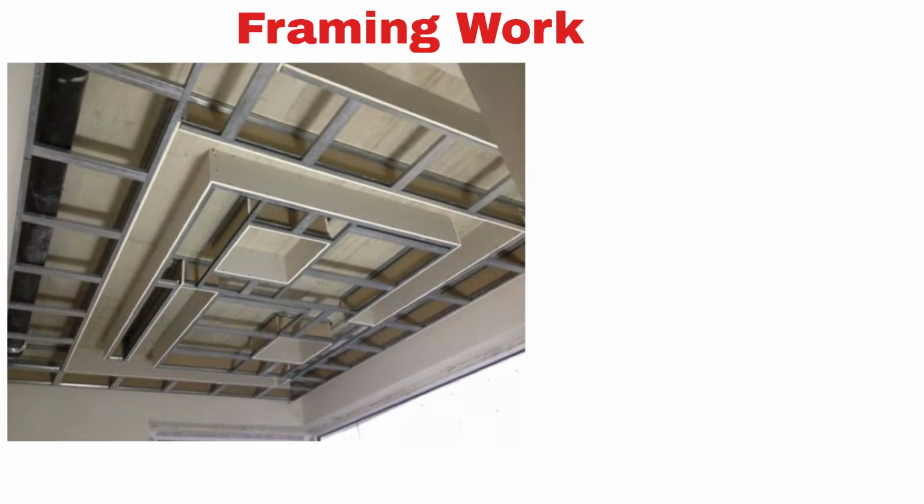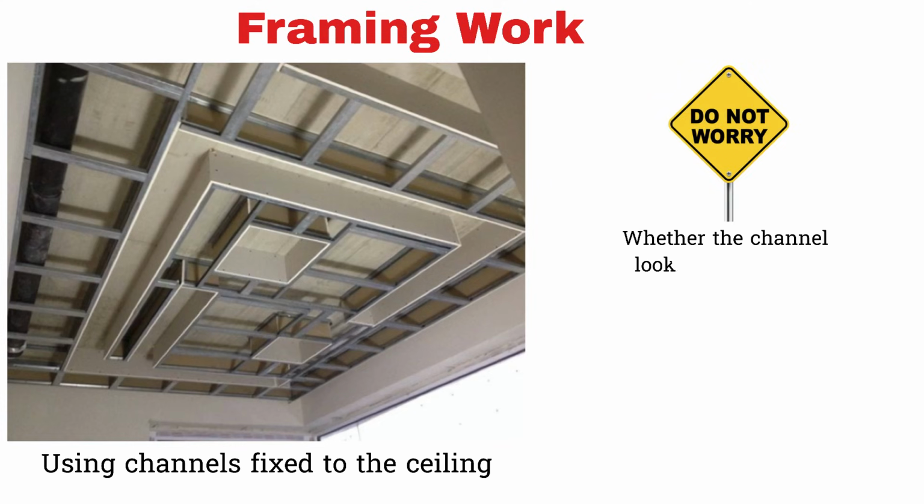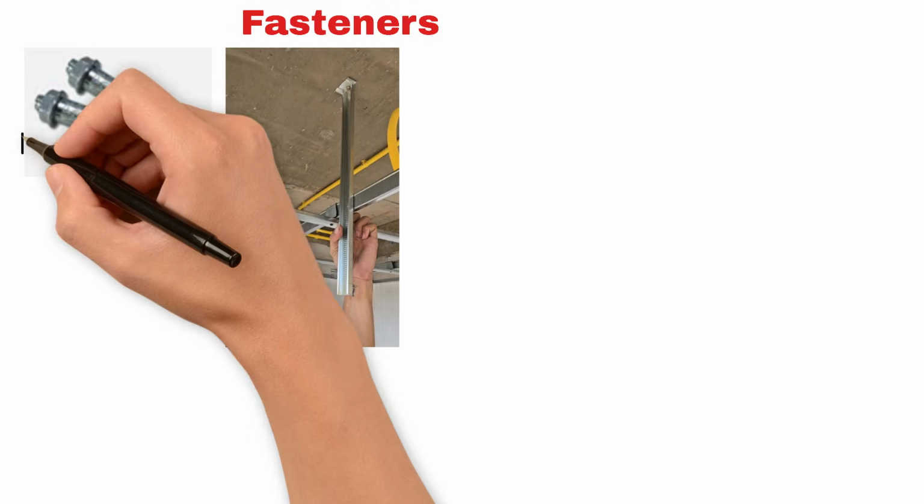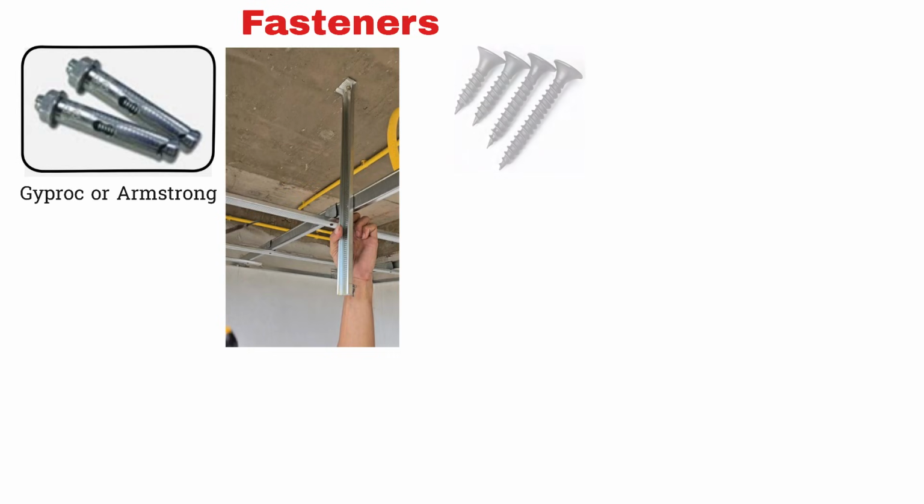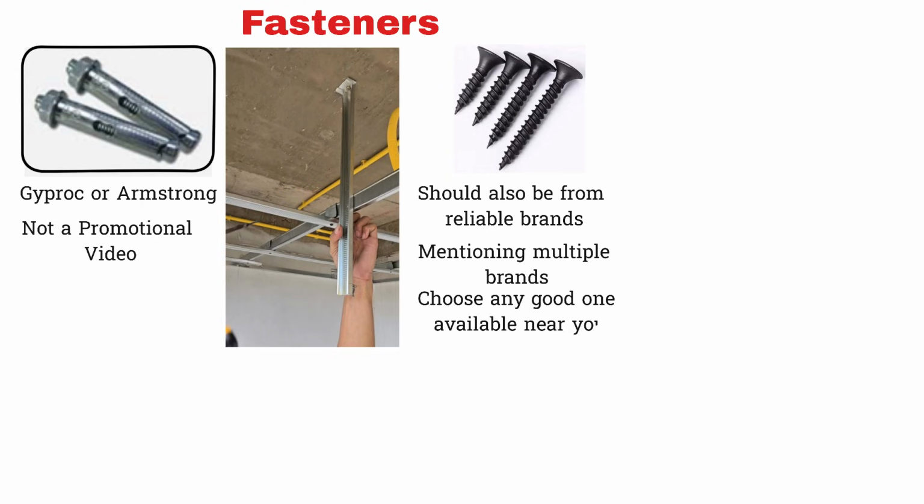Next comes the framing work. Proper metal framing is done using channels fixed to the ceiling. You do not need to worry about whether the channel looks thick or thin. Just make sure the channels are from the brands mentioned above. Another very important part is the fasteners. The entire false ceiling hangs on these fasteners. These should be from good brands like Gypsum or Armstrong. The screws used should also be from reliable brands. This is not a promotional video. I am mentioning multiple brands so that you can choose any good one available near you.